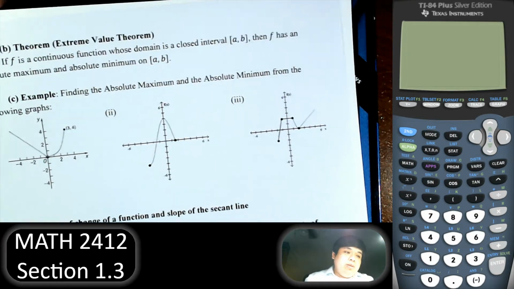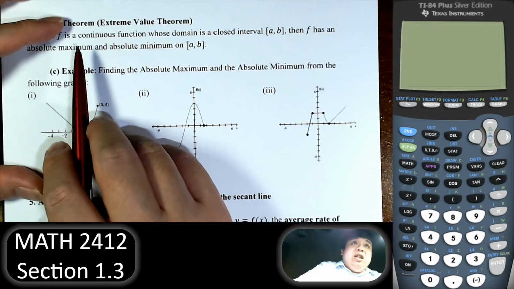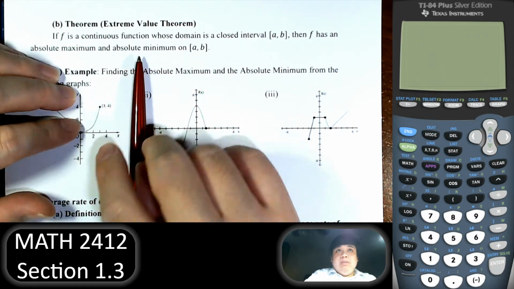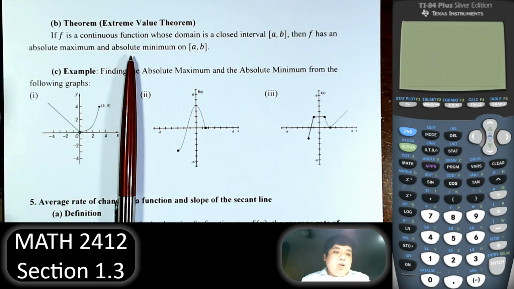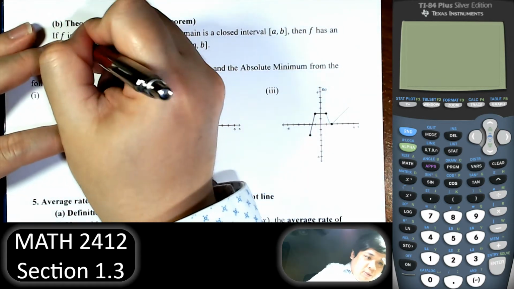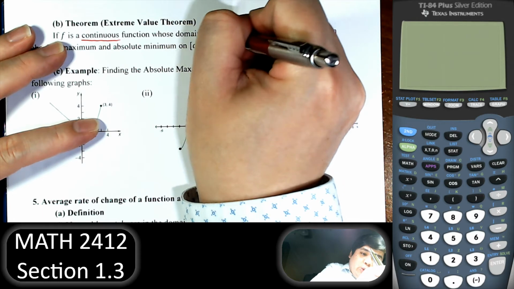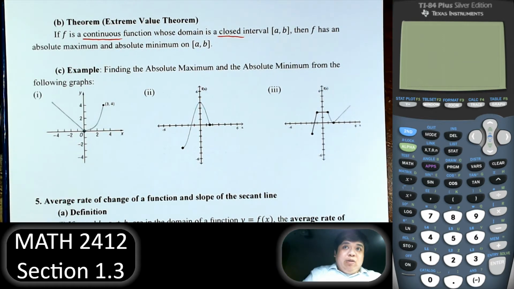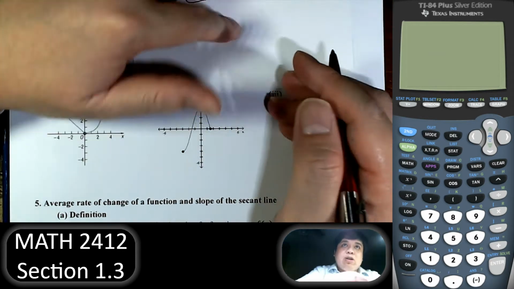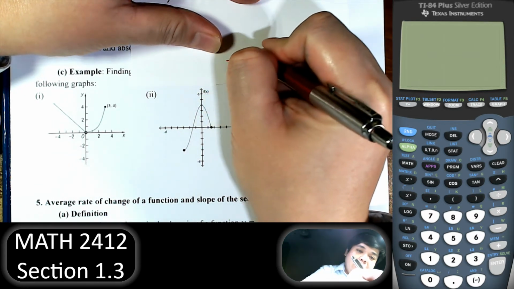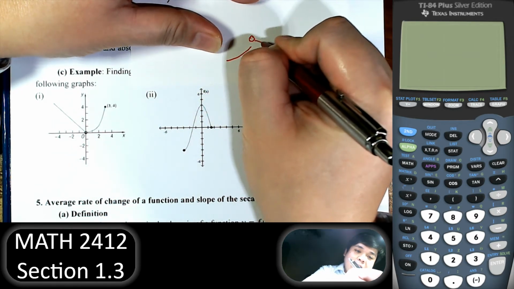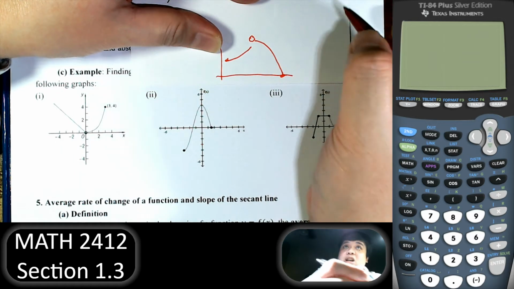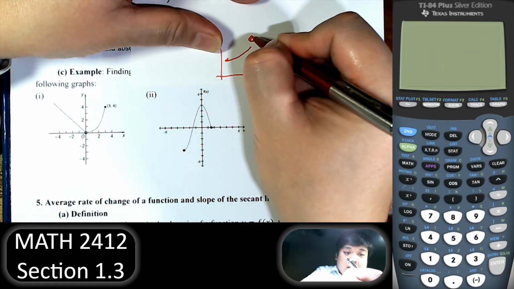Right. Theorem. If a function is continuous on a closed interval, then the function has an absolute maximum and an absolute minimum. Right? So if the function is continuous on the closed interval, then it is guaranteed to have the maximum and the minimum. Of course, if the function is not continuous, there might be a gap. For example, if we have a function like this, it does not have the maximum because this point is missing.